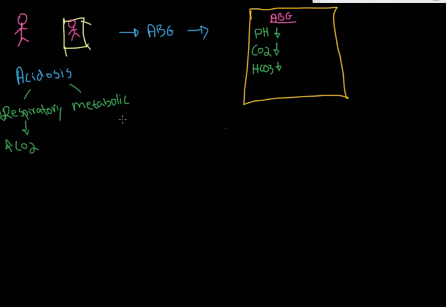Now we have to figure out what is the cause for the metabolic acidosis. Well, there are two main causes here as well. So it could be, number one, that you are making a lot of acid in your body. For whatever reason, you're making a lot of new acid, or you're introducing a lot of acid into your body.